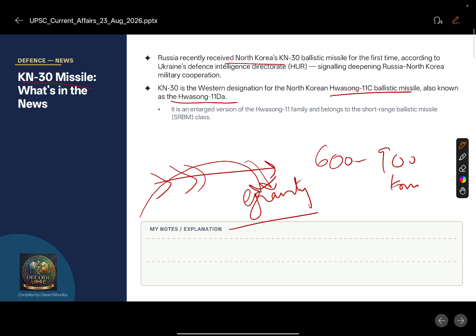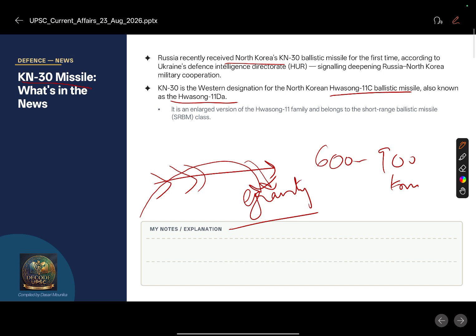Now what is the difference between solid fuel and liquid fuel? A liquid fuel system generally requires more preparation and handling. A solid fuel can easily provide faster response, longer storage, and easier deployment. If UPSC gives you a statement that KN-30 is powered by a liquid fuel engine, immediately eliminate it, because the correct answer is solid fuel. So what is a quasi ballistic trajectory?